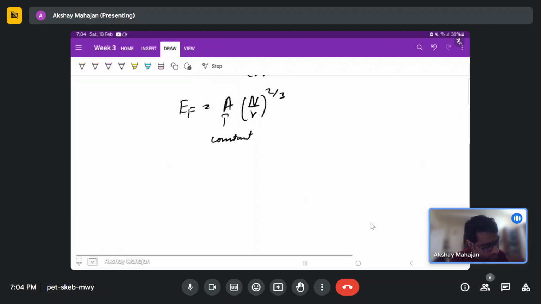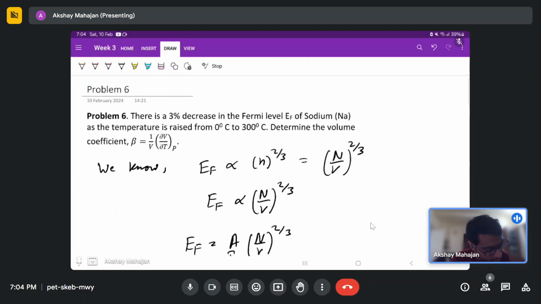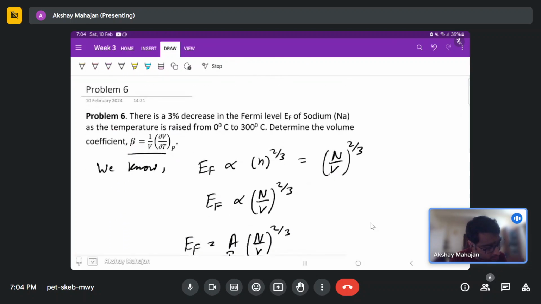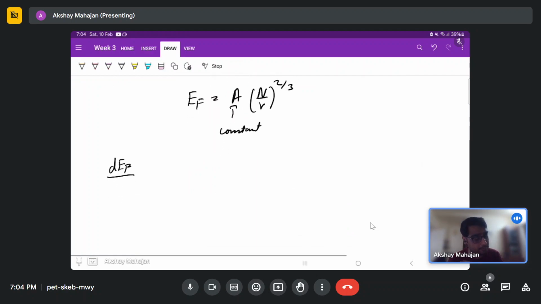Now from here I have my EF, so I can write dEF by dV. Because we have to find this beta, which is given by some del V by del T, there is some change in volume, and we have to find that volume coefficient. What is given to us is a decrease in the Fermi level, a change in the Fermi level with respect to temperature T, when our temperature has changed by some delta.